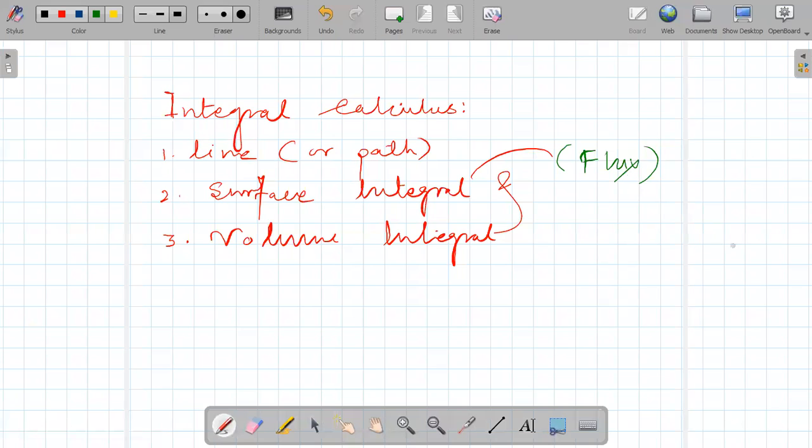Okay, now I will start with the line integral first. Can I proceed, dear student? Anyone say can yes? Yes, sir. Okay.